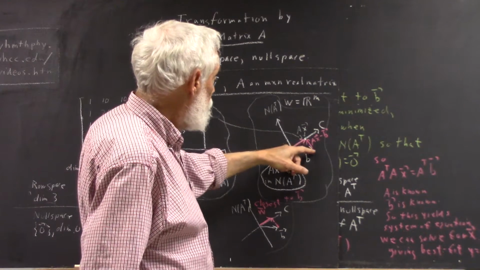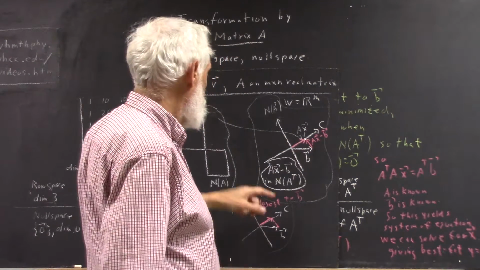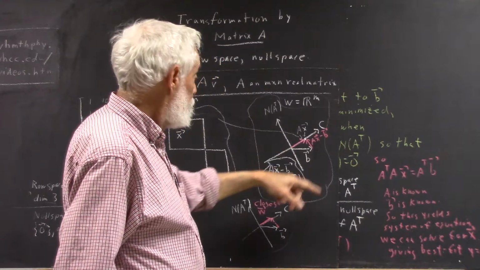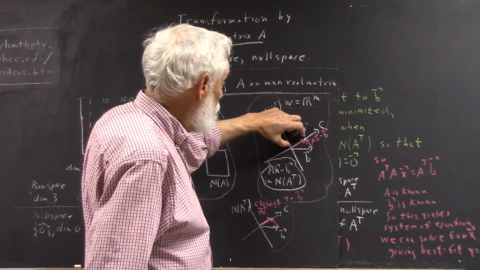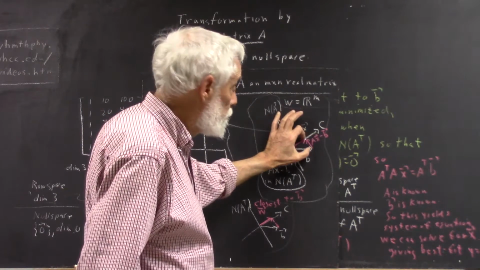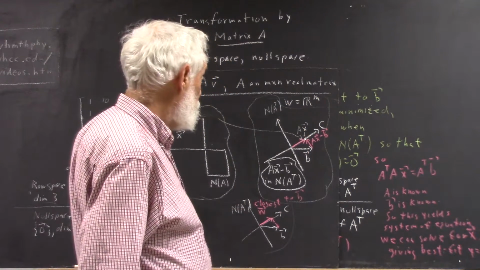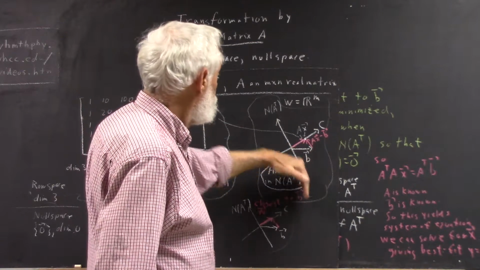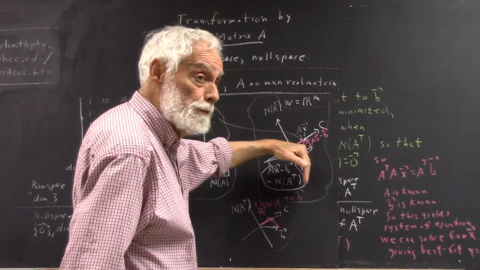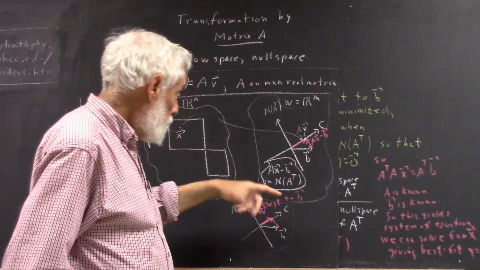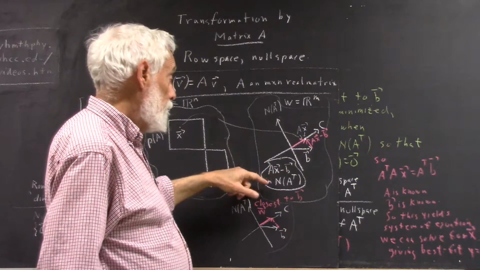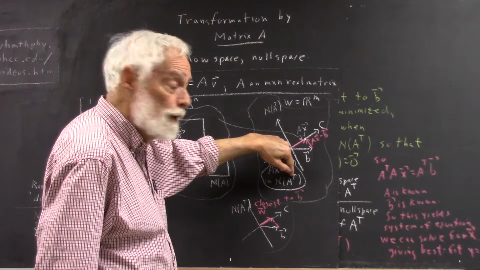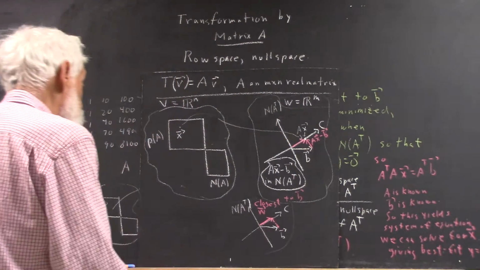So that this vector AX minus B is minimized. In other words, the vector AX is closest to B, so this distance here is minimized if AX minus B is in the null space. Which means that AX minus, well, here we have it. Our condition then is that AX minus B is in the null space of A transpose.